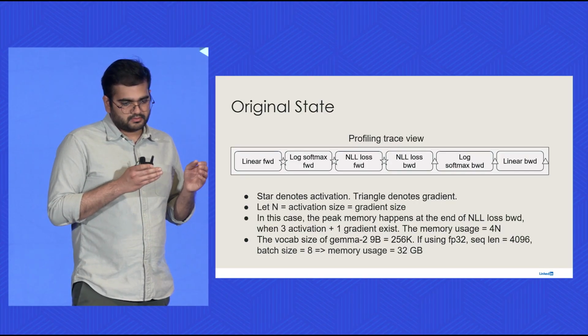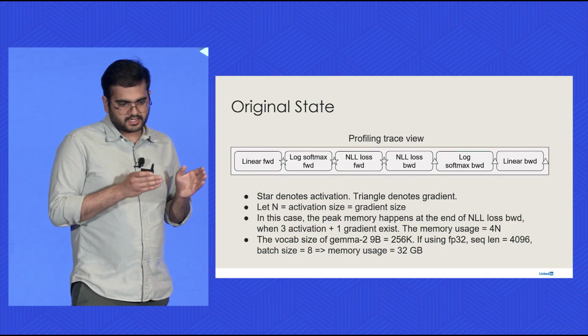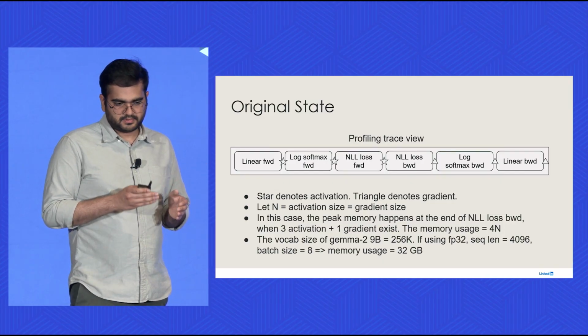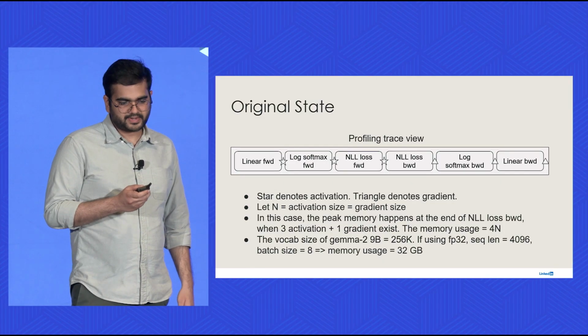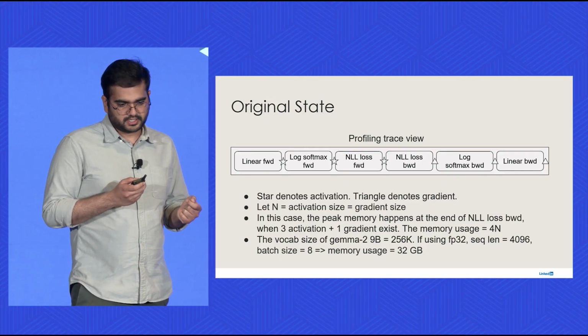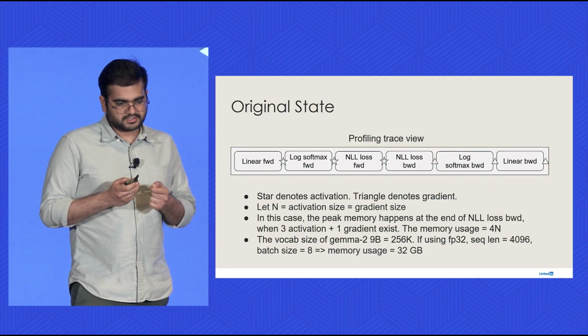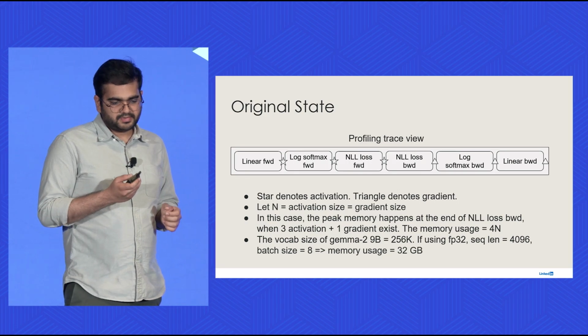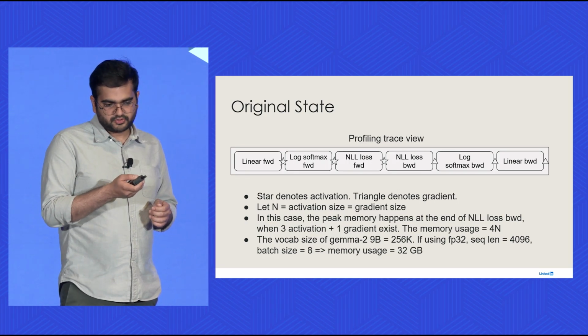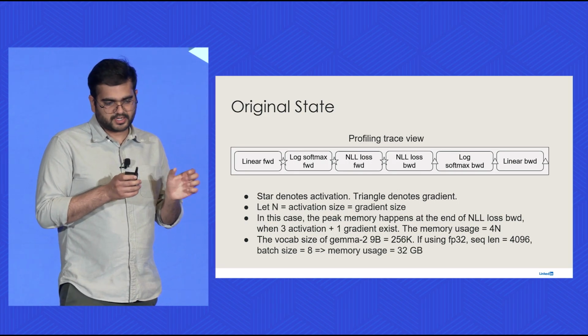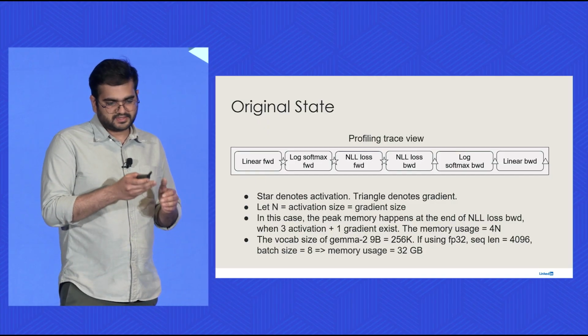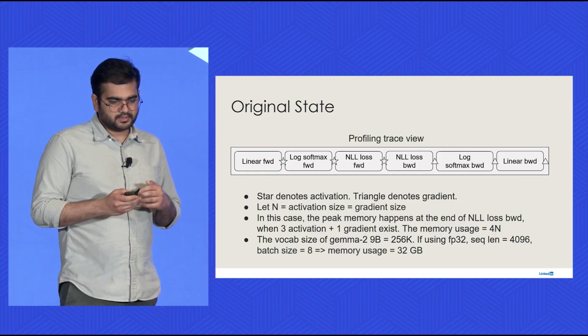Now for Gemma 2, let's take a very simple case. The vocab size is 256K. If you're using FP32, so you're using 4 bytes for every number that you're storing, for a sequence length of 4096 and a batch size of 8, the total memory usage, the 4n, comes out to be 32 GB for one batch. Now, this is the memory spike that we are seeing. Let's try to reduce this memory spike.